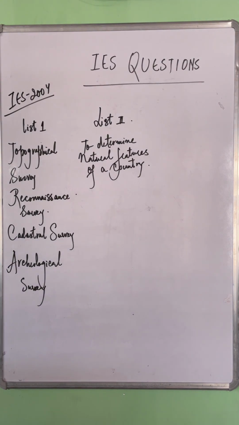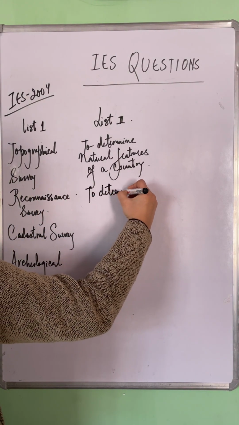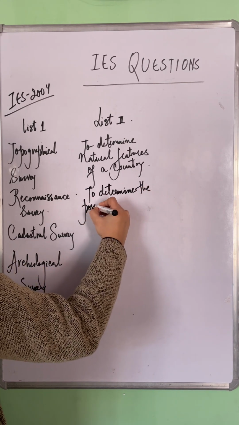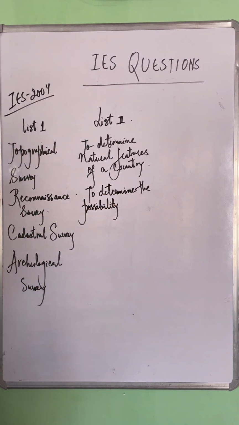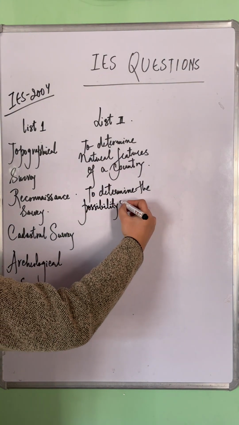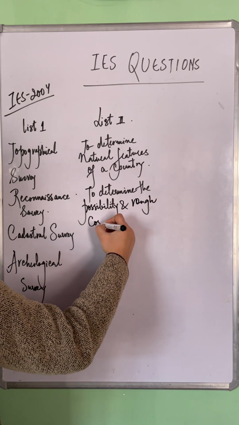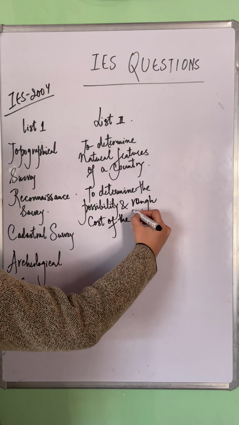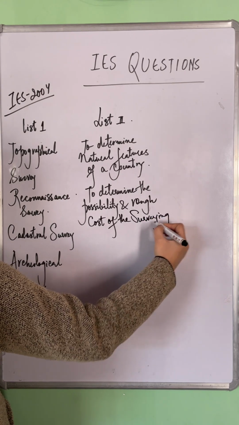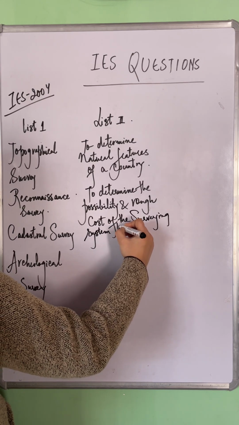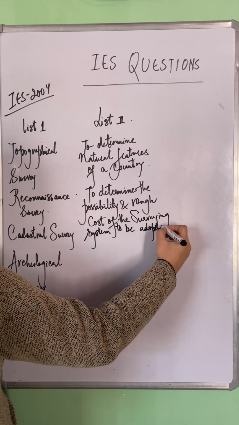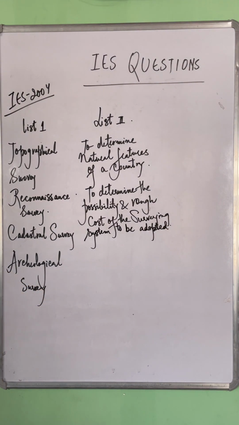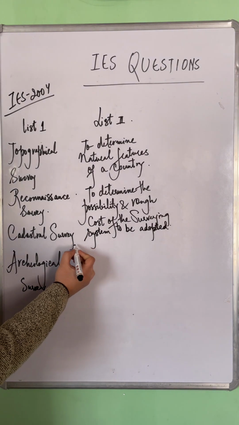Next one is reconnaissance survey. We use reconnaissance survey to determine the possibility and rough cost of the surveying system to be adopted. So reconnaissance survey is a preliminary survey which we conduct to determine the possibility and rough cost of the surveying system to be adopted. Then comes the cadastral survey.